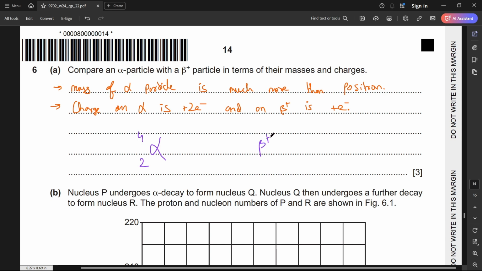And for beta plus, it is 0 and plus 1. So what's going to happen over here is, based on the number of protons, we can say that there will be that number of electrons. And therefore, if the proton number is 2 for the alpha and 1 for the beta, we can say that the charge on alpha is twice of that we are having on the positron or the beta plus. That is how I've done the comparison of the masses and the charges for the alpha and beta plus particles.